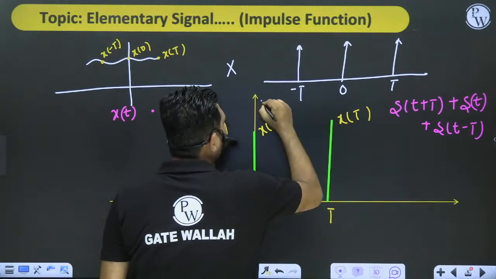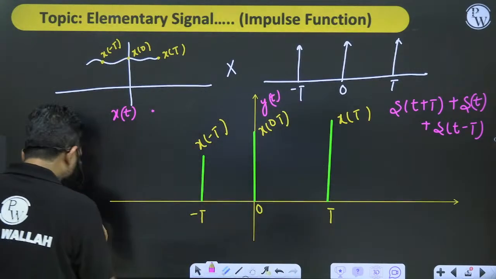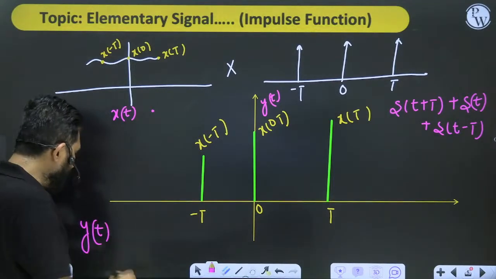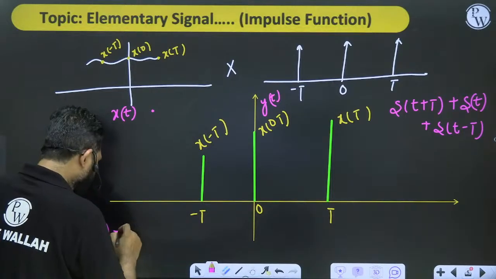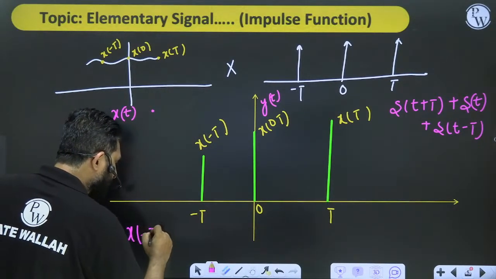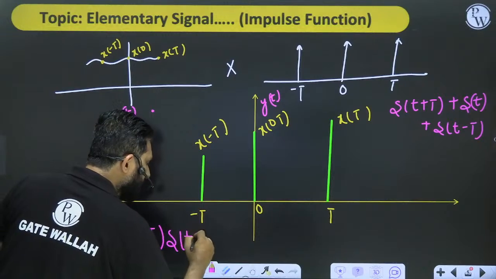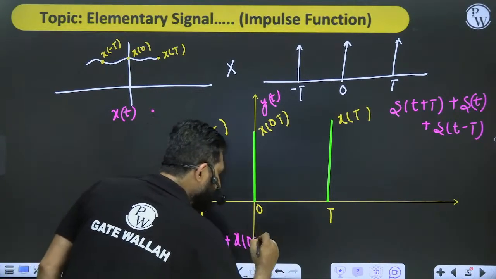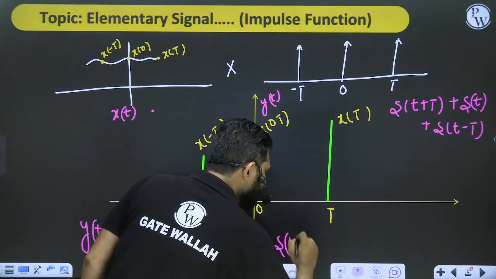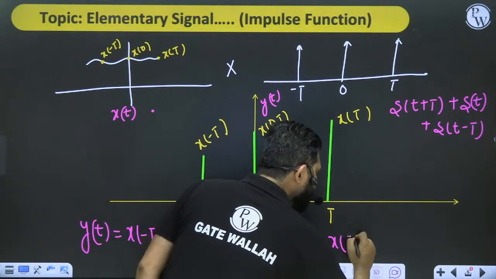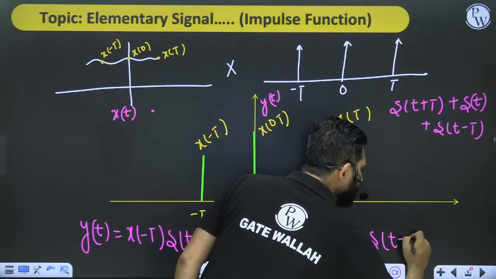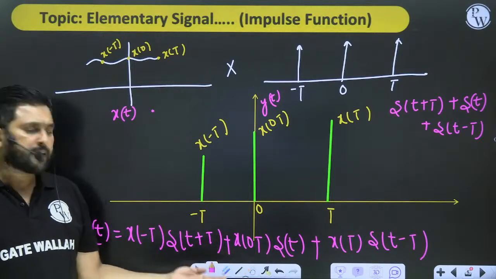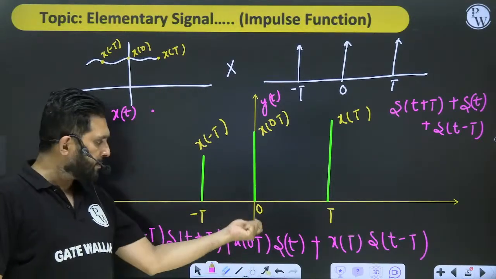Let me call this y(t). So how will I write y(t)? y(t) is equal to x(-T) delta(t + T) plus x(0) delta(t) plus x(T) delta(t - T). These are the three impulse functions that I will get at these three locations, at minus T, 0 and T.